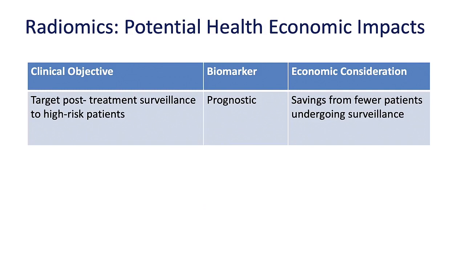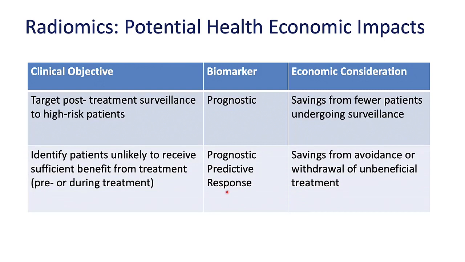Now, the other aspect of the health impact is whether that health impact is worth the extra cost. And there are some potential health economic impacts of using radiomics. These really follow on from what I've shown already: if you use radiomics to target post-treatment surveillance to high-risk patients, you will save costs by some patients not needing to undergo surveillance. And for treatment selection, we could save the costs of treatment that is unbeneficial if the biomarker is present.